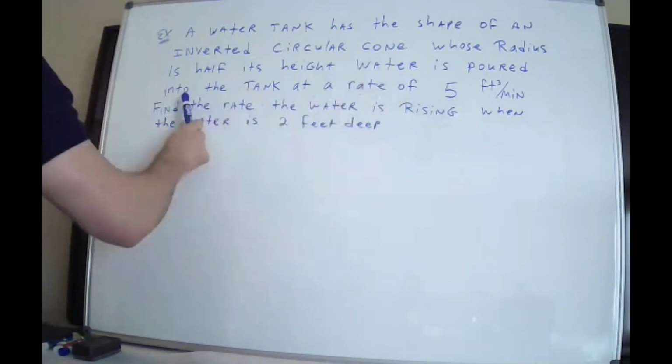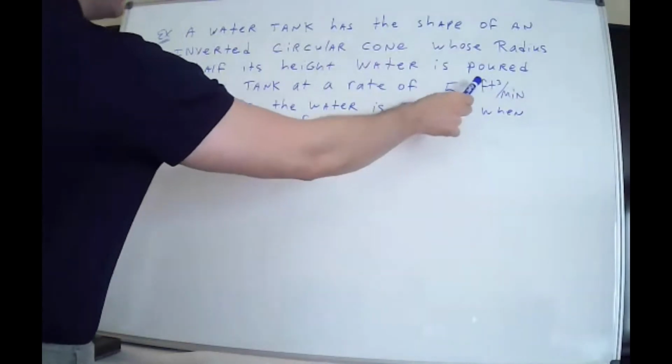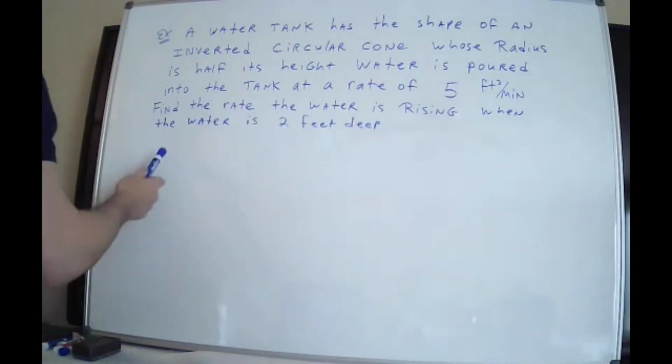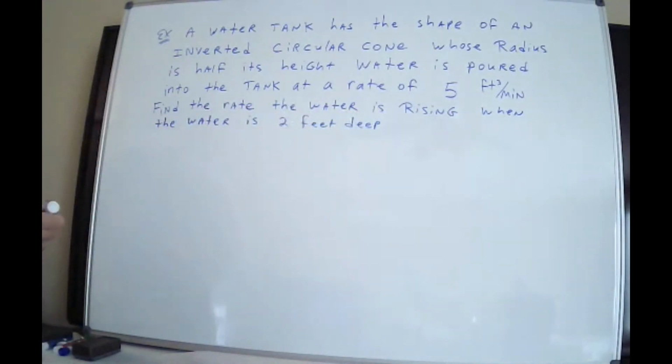Now, you're pouring water into the tank at a rate of 5 cubic feet per minute. Why cubic feet? Because it's volume. Find the rate that the water is rising when the water is 2 feet deep.